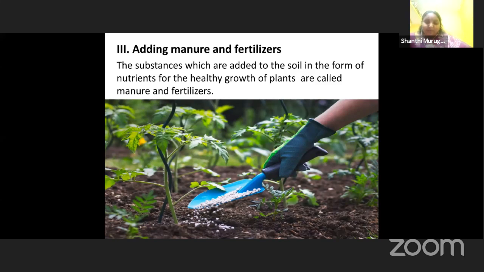Hello? Could you understand? The next topic is adding manure and fertilizers. The substances which are added to the soil, I told you, are in the form of manure. There are two types, manure and fertilizers. Manures are natural things. I told you that farmers used to grow cows, goats, ducks, hens with them. They feed them, they grow them.